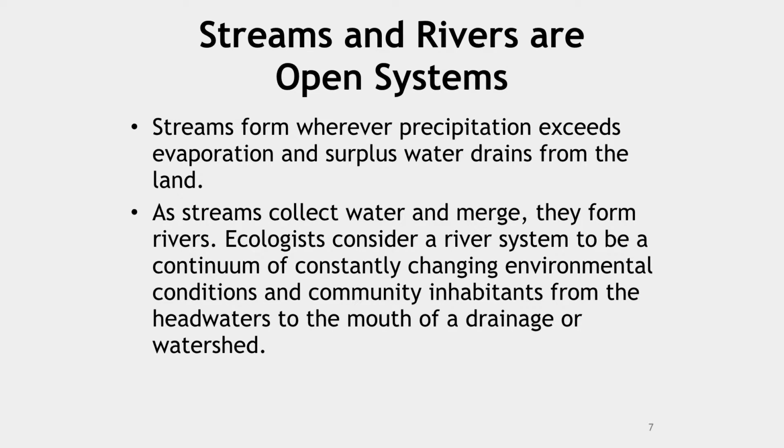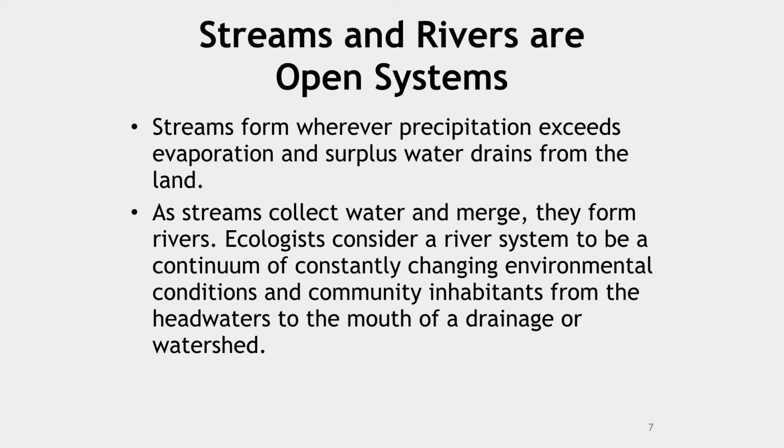Streams form wherever precipitation exceeds evaporation and surplus water drains from the land. Within small streams, ecologists distinguish areas of riffles, where water runs rapidly over rocky substrate, and pools, which are deeper stretches of a slowly moving current. Water tends to be well mixed and oxygenated in riffles. Pools tend to collect silt and organic matter. If deep enough, pools can have vertical zones similar to those of lakes.